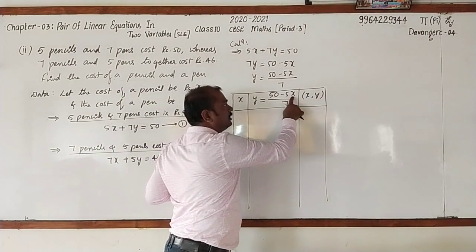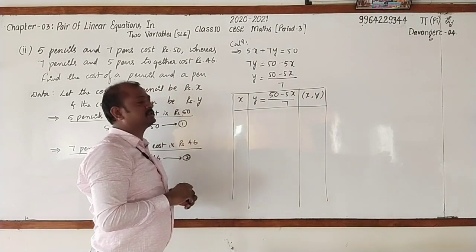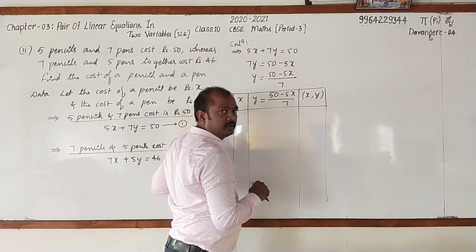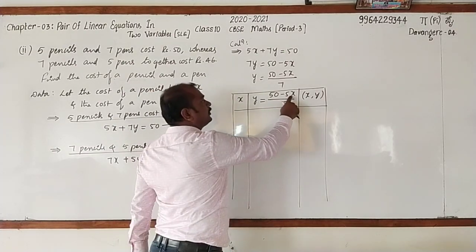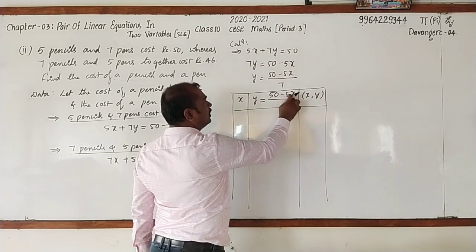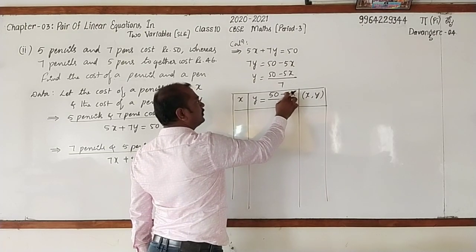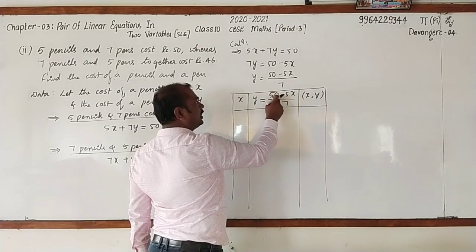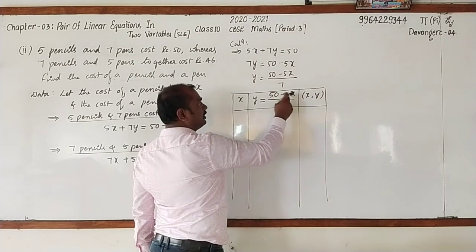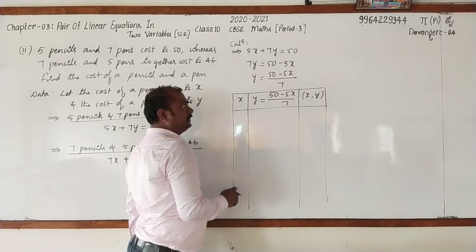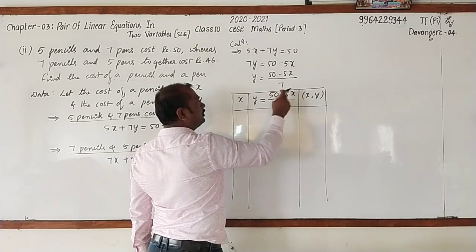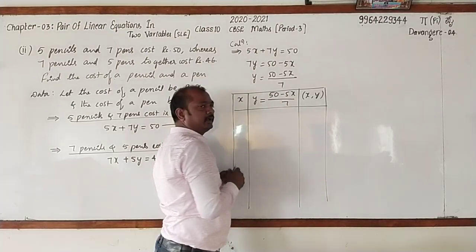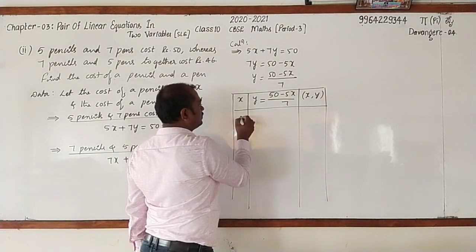Can you take 0? It becomes 50, which is not divisible by 7. When you take 1, 45, which is not divisible by 7. When you take 2, it becomes 40, not divisible. Then when you take 3, it will be 15, so 35. Yes, we will move on to that.